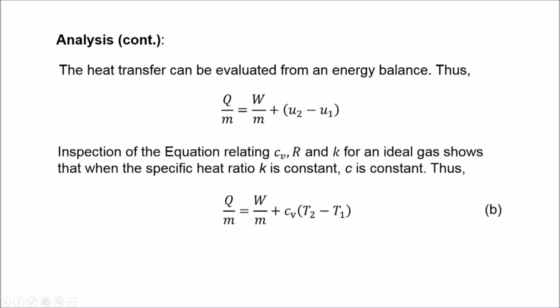Examining the equation relating C sub V, R, and K for an ideal gas shows that when the specific heat ratio K is constant, as specified by assumption 2, C sub V is also constant. Hence, the equation above can be rewritten as Q over m equals W over m plus C sub V times T2 minus T1. This equation will be denoted equation B for later use.